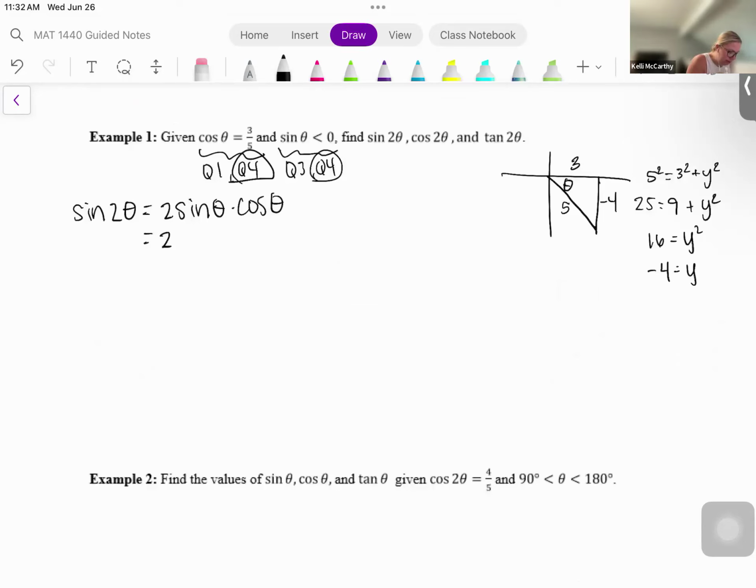So sine of 2 theta is going to be evaluated by 2 times -4/5 times 3/5. Multiplying across, we're going to multiply 2 times -4 times 3. This is -24. And 5 times 5 is 25. So sine of 2 theta is -24/25.